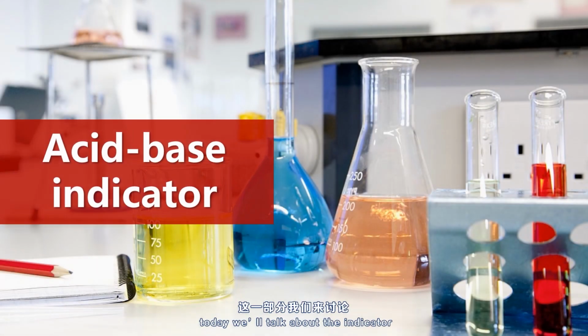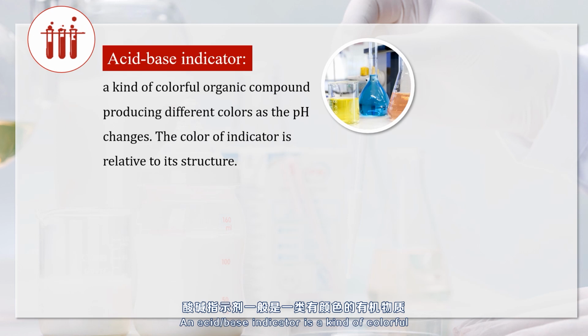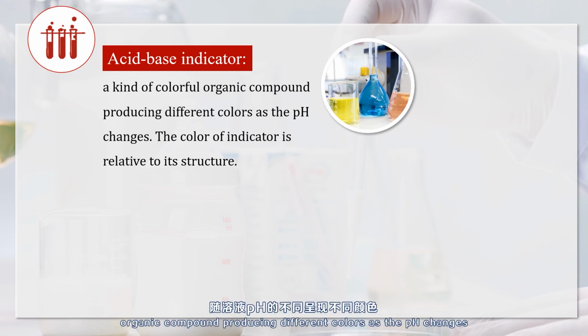Everyone, today we'll talk about the indicator, which can indicate the acidity of a solution. An acid-base indicator is a kind of colorful organic compound producing different colors as the pH changes. The color of an indicator is relative to its internal structure. It is used in acid-base titration.